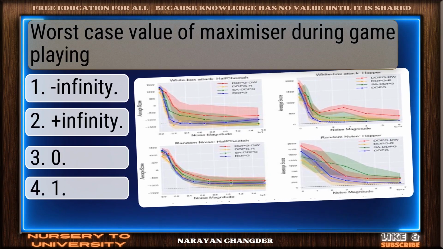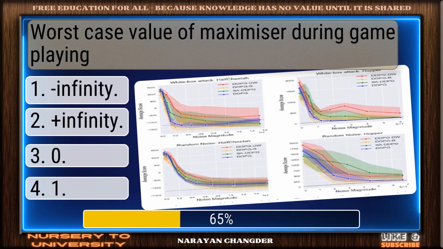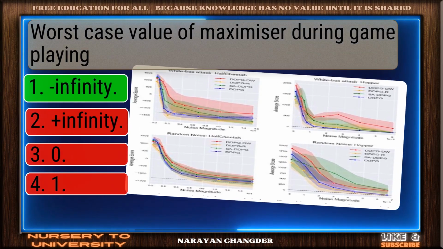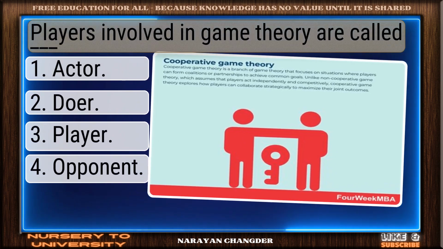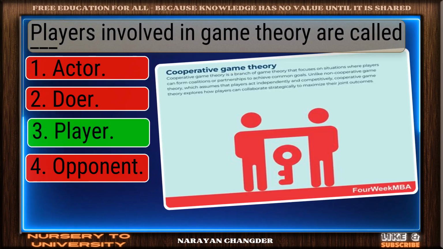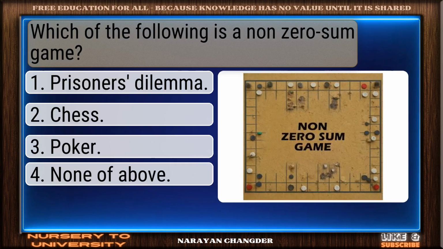Worst case value of maximizer during game playing. Perfect. Infinity is the correct choice. Players involved in game theory are called dash. Exactly. Player makes sense and it is right choice.